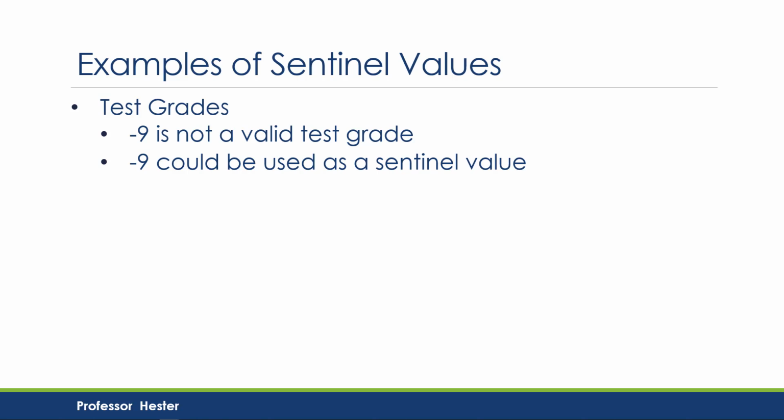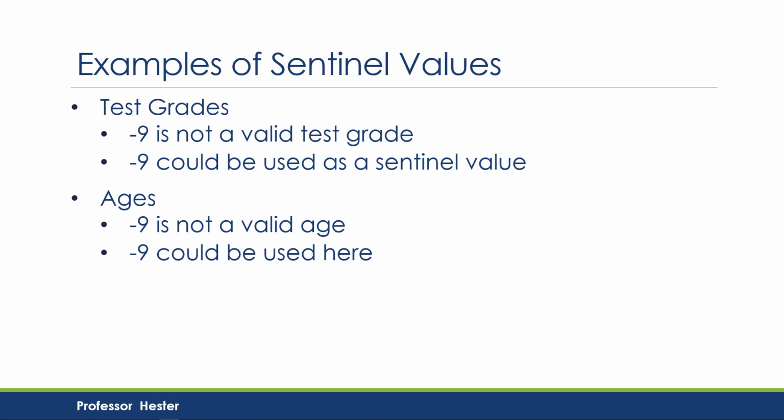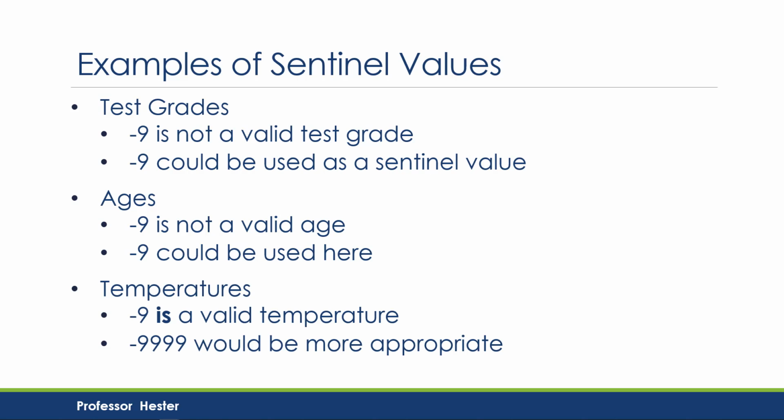If we were entering test grades, -9 would probably not be a valid test grade, so we could use it as our Sentinel value. -9 would also work for entering people's ages. But if we were working with temperatures, -9 is a valid temperature, and it would not be a good Sentinel value. Instead, we might use a value like -9999.